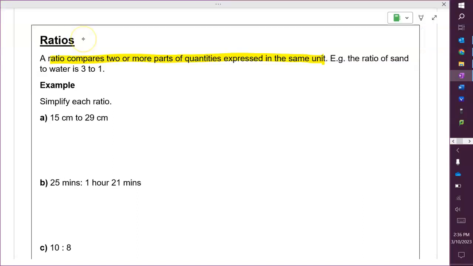When we're asked to simplify some ratios, we have 15 centimetres to 29 centimetres. What this means is we write it as 15, the 'to' becomes a colon, and then 29. There's no number that I can divide into both 15 and 29 in order to simplify that and make them smaller. So that's all we need to do for that one.